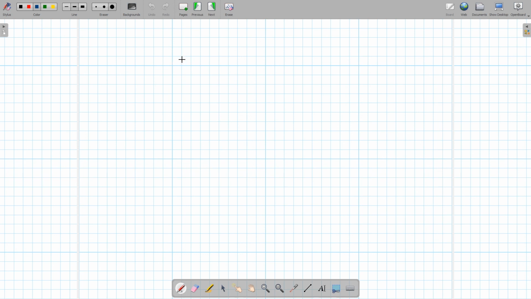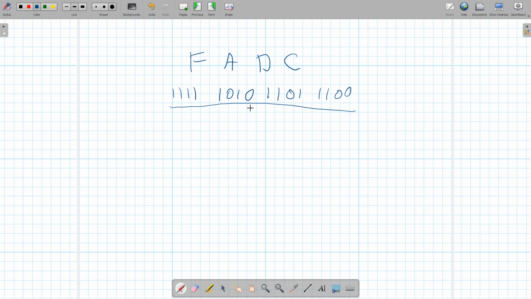We use them because we can map numbers like F, A, D, C to binary as 1, 1, 1, 1, 1, 0, 1, 0. D is 13, which is going to be 8 plus 4 is 12 plus 1. And C is 12, which is 1, 1, 0, 0. All right, 8 plus 4 is 12. That is the binary representation of FADC. And with a little bit of practice, you can learn to do this in your head just by remembering these very simple bit patterns.